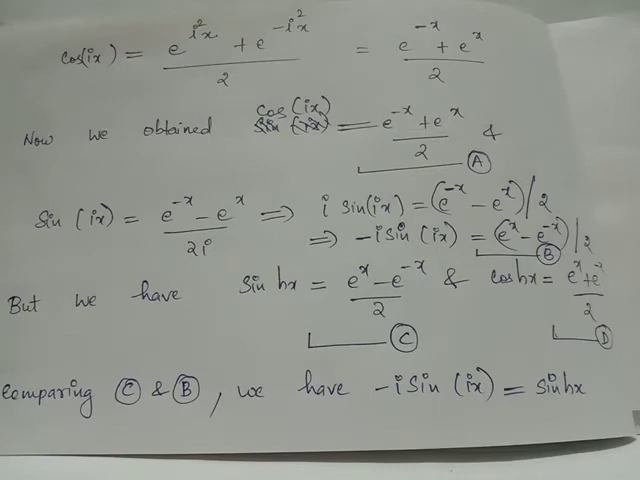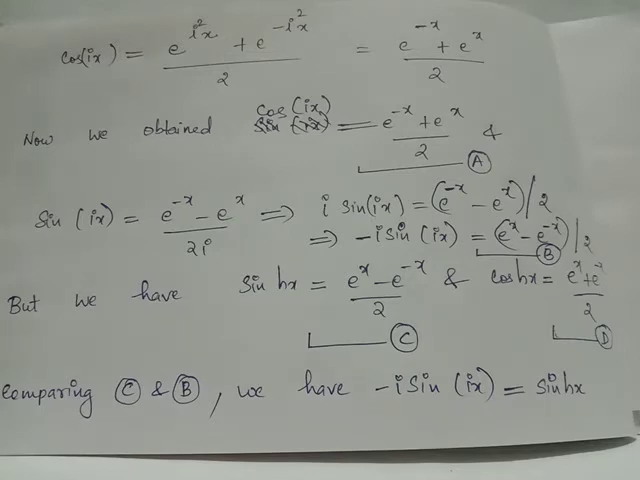We have already studied the expressions of sin hx and cos hx. Sin hx equals e raised to x minus e raised to minus x divided by 2 and cos hx equals e raised to x plus e raised to minus x divided by 2. Number these expressions as equation C and equation D.